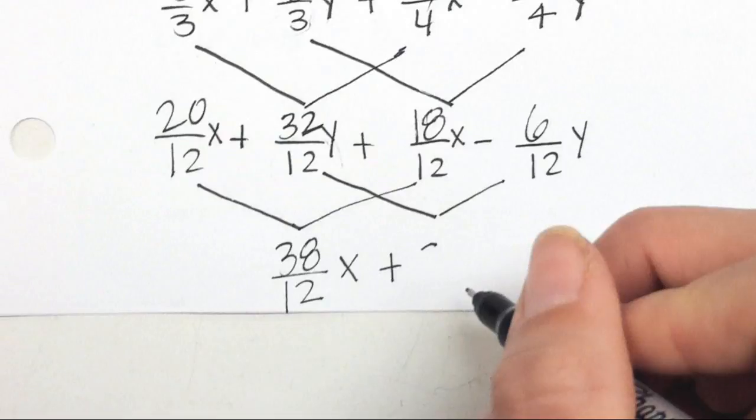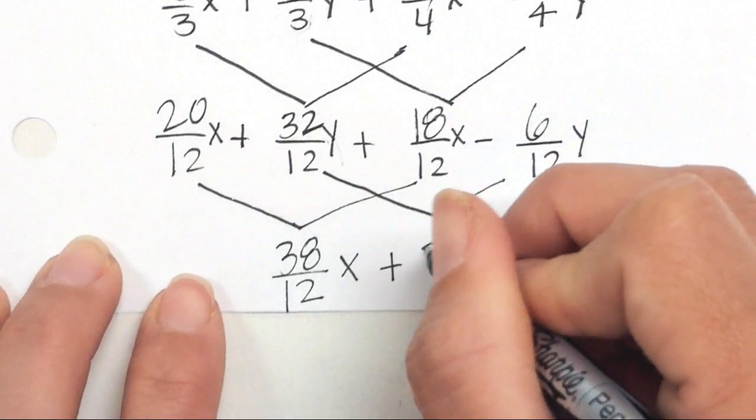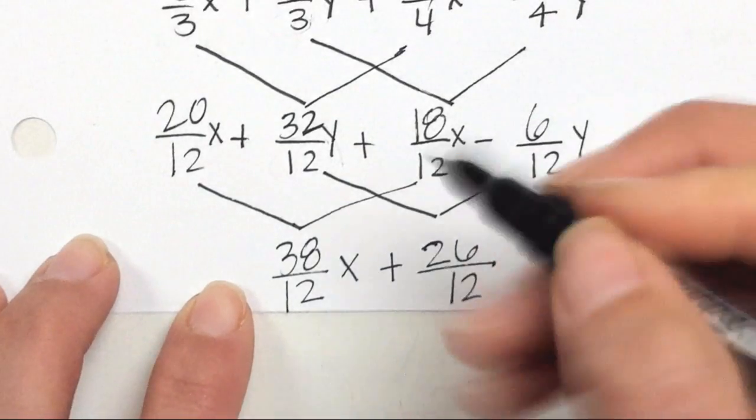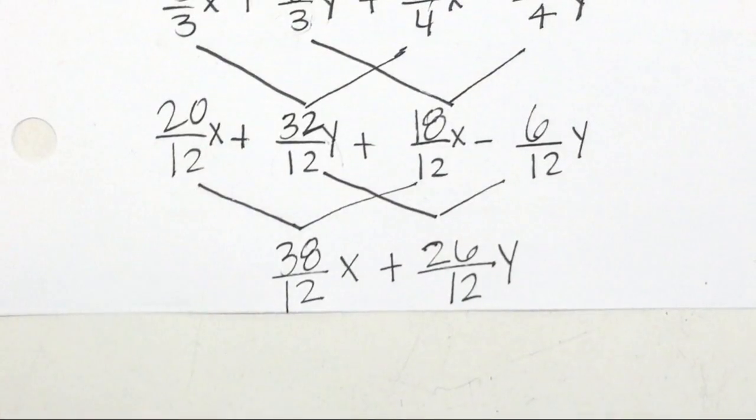32 minus 6. What is it? Over. And the same letter, so it'll be y, correct? And now we'll have to do what? Simplify. Just simplify. So what do 38 and 12 have in common?